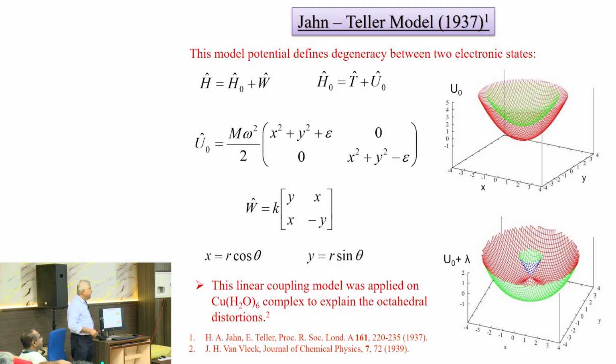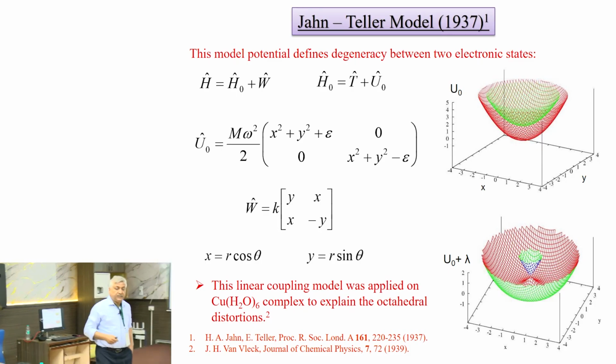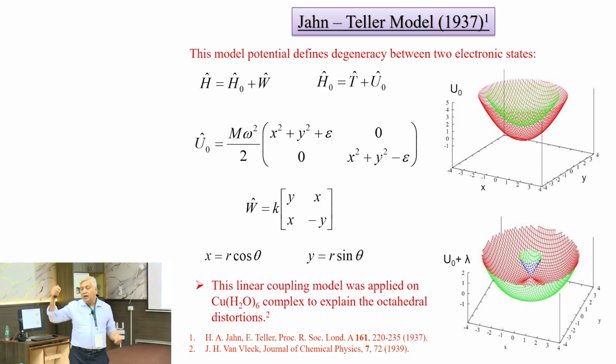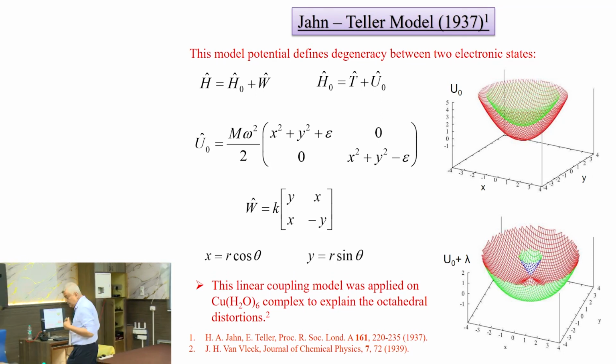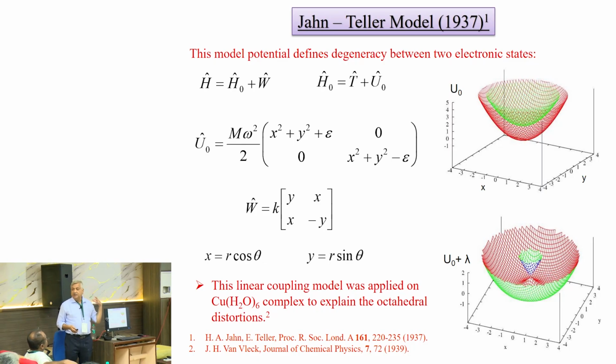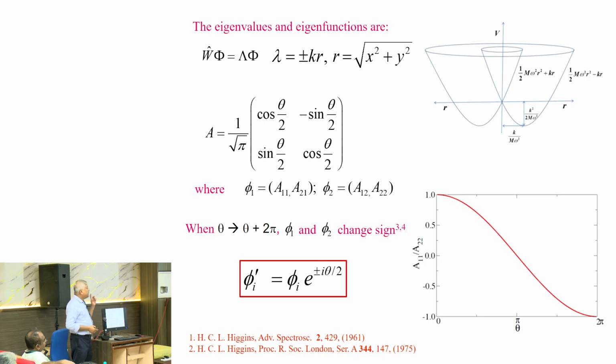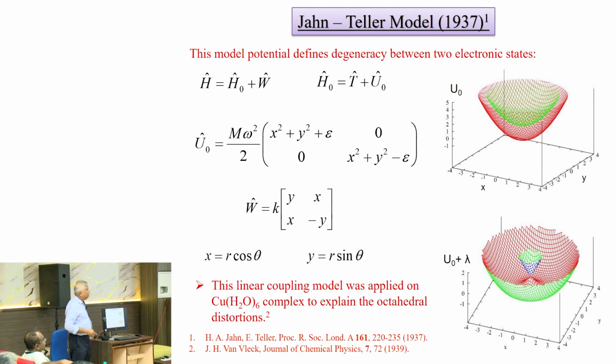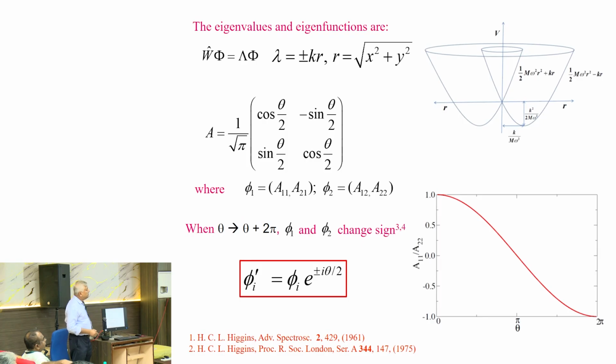That model was taken by Van Vleck in 1939, just after two years, and he solved the hexa-aqua copper complex. Why? Two of the axial bonds are longer than the equatorial bonds. That is the model they have taken and solved, the kind of Jahn-Teller problem in chemistry. And if you take the cross section here, you get this. This is the Jahn-Teller distortion, this is the stabilization, and so on and so forth.